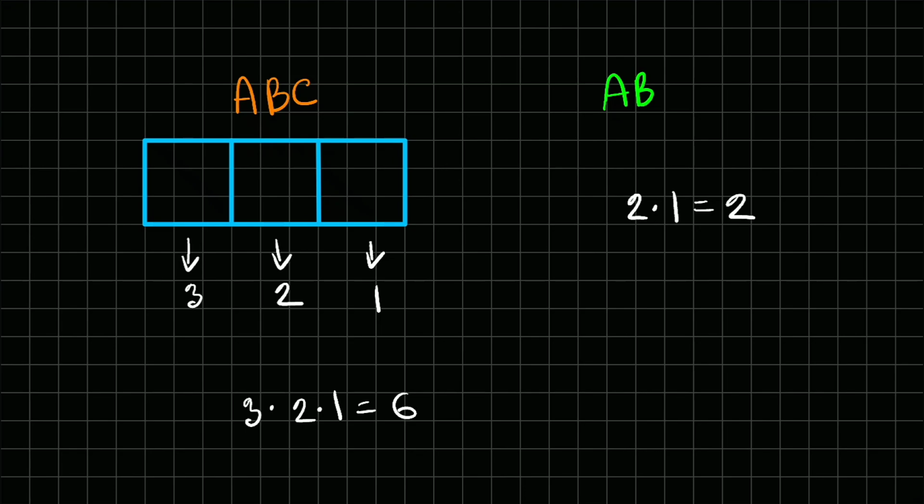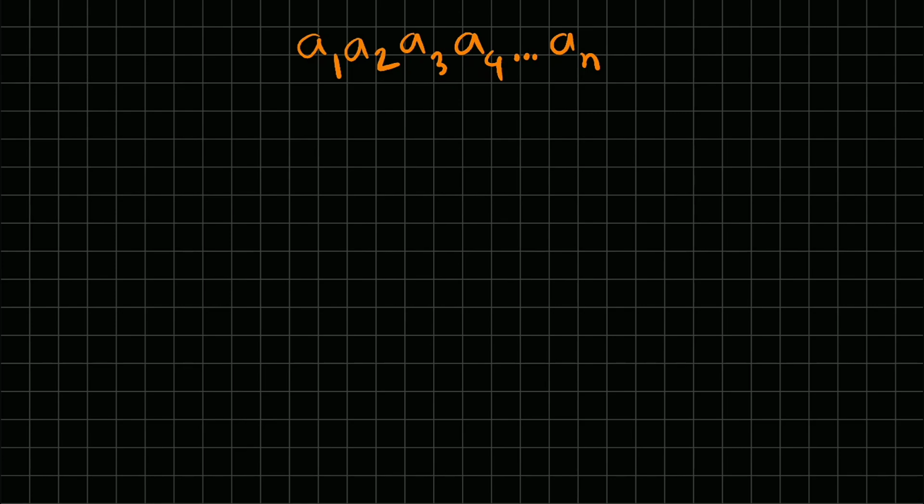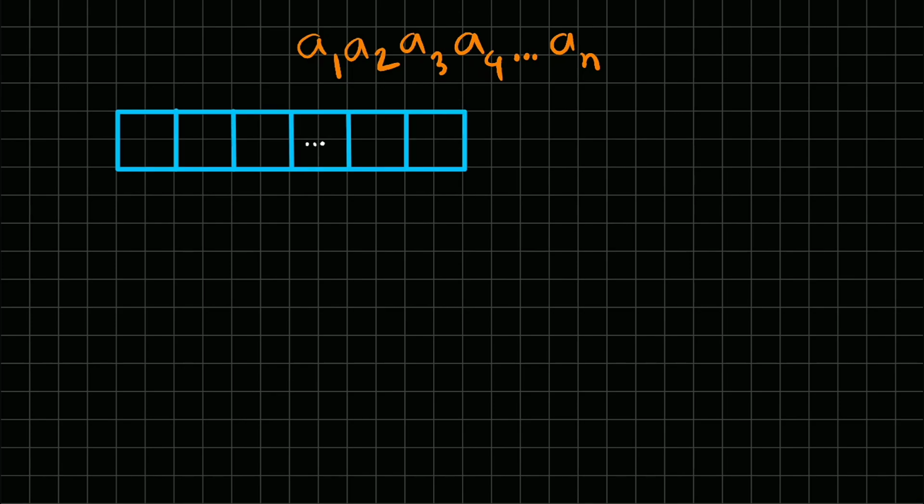Let us now generalize this idea for n objects. Let's say we have n objects A1, A2, A3, A4 up to An. We have to fill these n slots using these n objects. Well, we can fill the first slot using any of these n objects. So we can do it in n different ways. Similarly, we can fill the second slot in n-1 different ways, third slot in n-2 different ways, and so on.